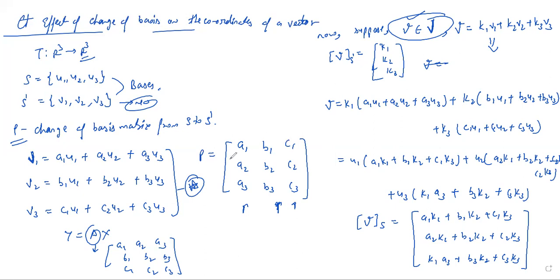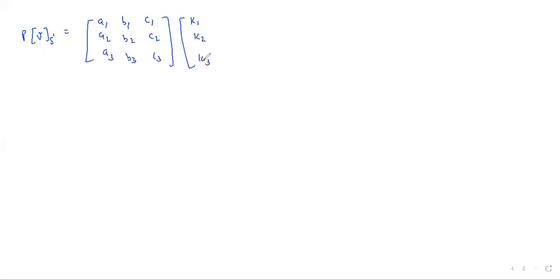Now if I multiply this matrix P with the coordinates of the vector v corresponding to basis S dash, that is v of S dash, where the matrix has entries A1, A2, A3, B1, B2, B3, and C1, C2, C3, and I multiply it by the coordinates of the vector v relative to S dash, which is K1, K2, K3, we get the new matrix: A1K1 plus B1K2 plus C1K3, similarly A2K1 plus B2K2 plus C2K3, and A3K1 plus B3K2 plus C3K3.